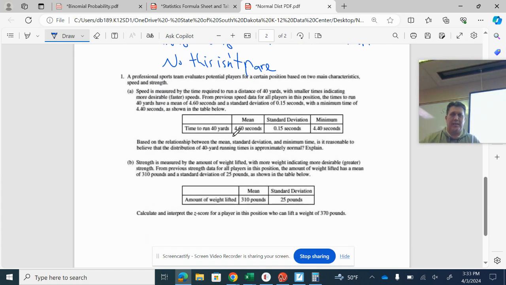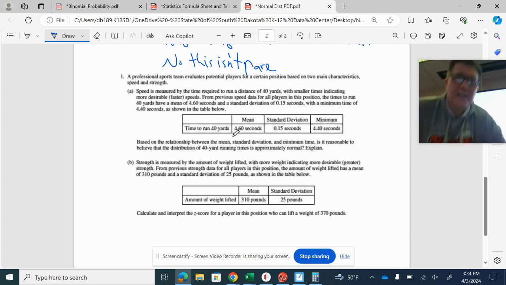All right, number 1. Now, this question, nowhere in the problem does it say it's normal. Now, actually in number 1A, it's going to ask, do you think it's normal? Well, how do I know that? Okay, so a professional sports team evaluates potential players for a certain position based on 2 main characteristics, speed and strength. Speed is measured by the time required to run a distance of 40 yards, with smaller times indicating more desirable, faster speeds. From previous speed data for all players in their position, the times to run 40 yards is 4.6 seconds as the mean and standard deviation 0.15 with minimum time of 4.4 as shown as a table. Based on the relationship, is it reasonable to believe the distribution is approximately normal?